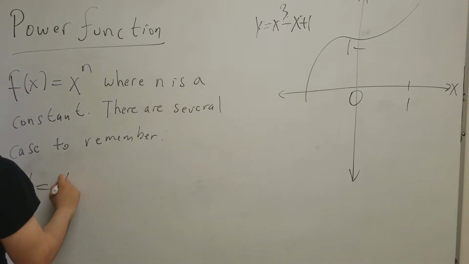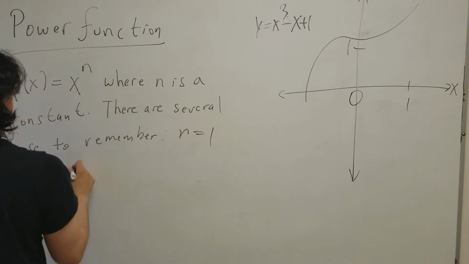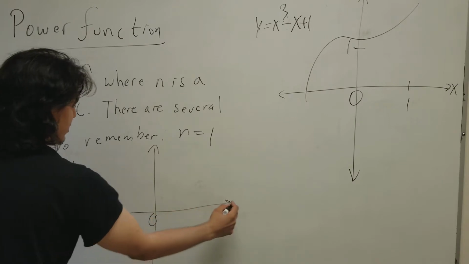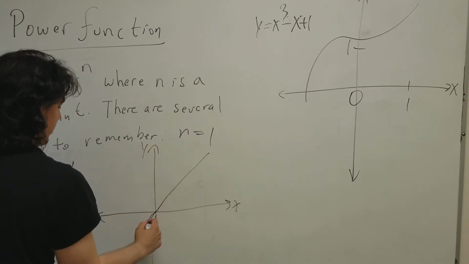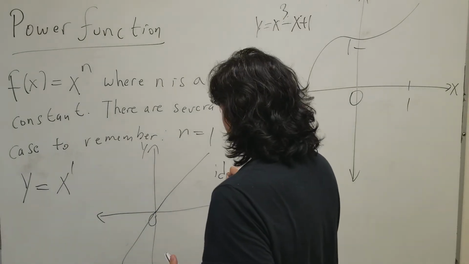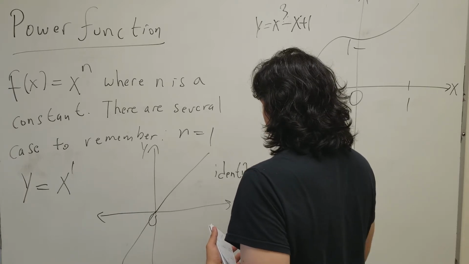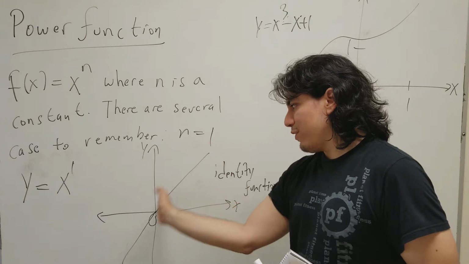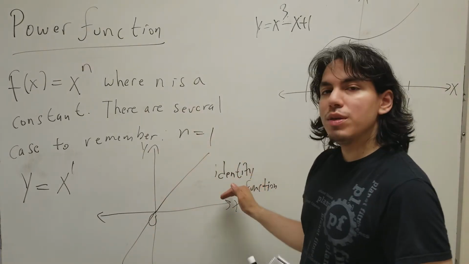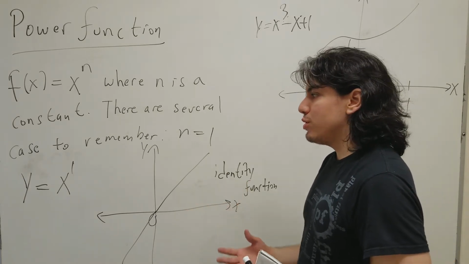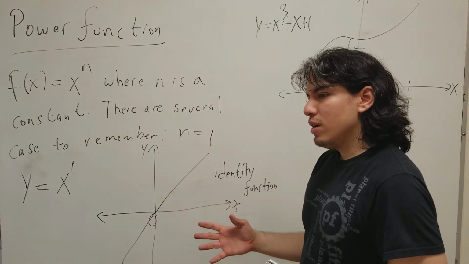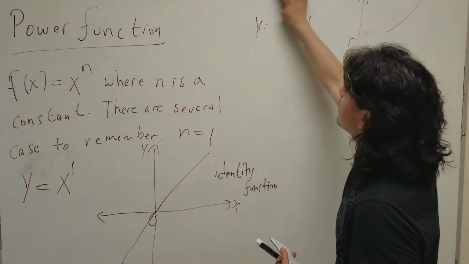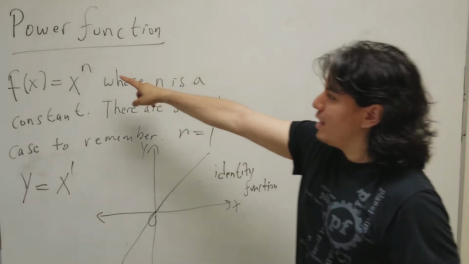The first case is when n equals 1, so y equals x. At first glance, in mathematics we call this the identity function. It's a remarkable function because it cuts the axes perfectly down the middle. I'm not going to go too deep into it, but it's an important property that you use to find out if a function has inverses, is differentiable, and a whole bunch of other things, but we'll get to that later. That's what it looks like when n equals 1.